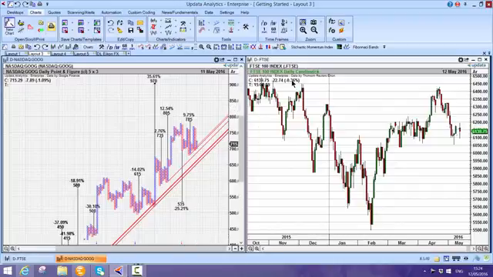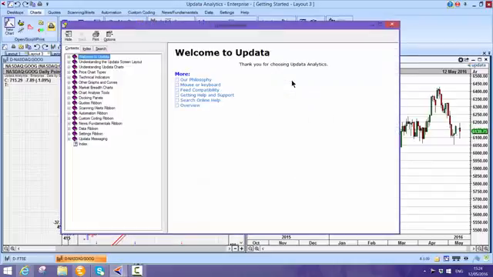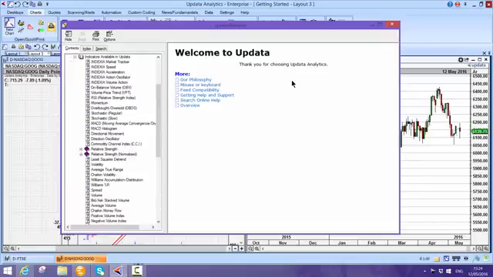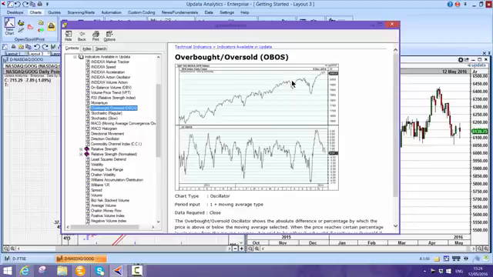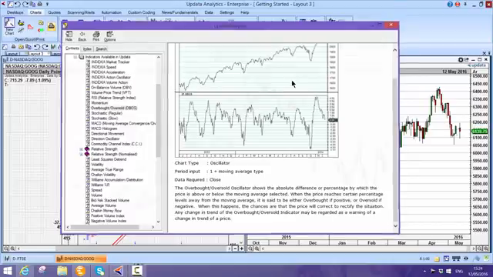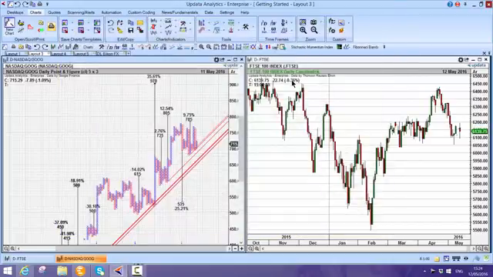If you want to look at the help, of course, the help is really detailed. You can see here, if you want to look at all the different technical indicators, there's a whole series of, so if you want to understand how the overbought, oversold indicator works, it's all written for you here. So it's a really good resource in terms of what all the different indicators do as well. So really powerful.